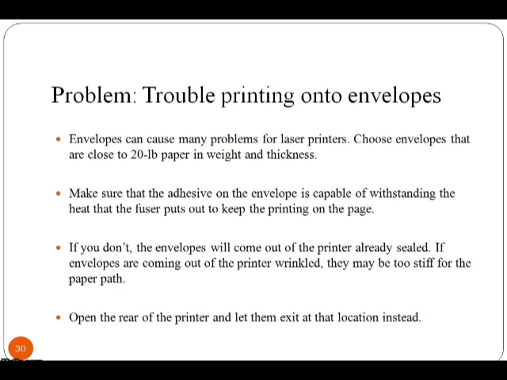Another fault is when printing onto envelopes. For this, make sure that the adhesive on the envelope is capable of withstanding the heat that the fuser puts out to keep the printing on the page. If envelopes are coming out of the printer wrinkled, they may be too stiff for the paper path, then open the rear of the printer and let them go out at that location instead.